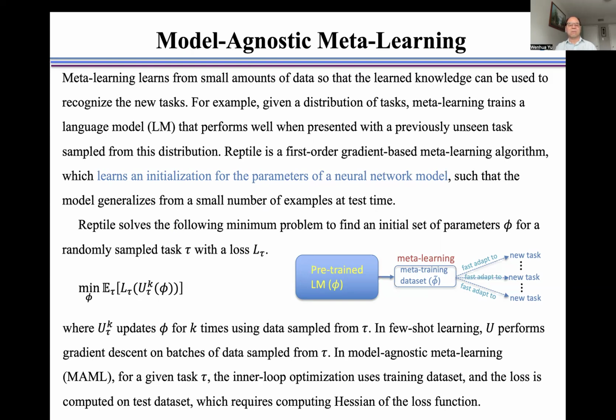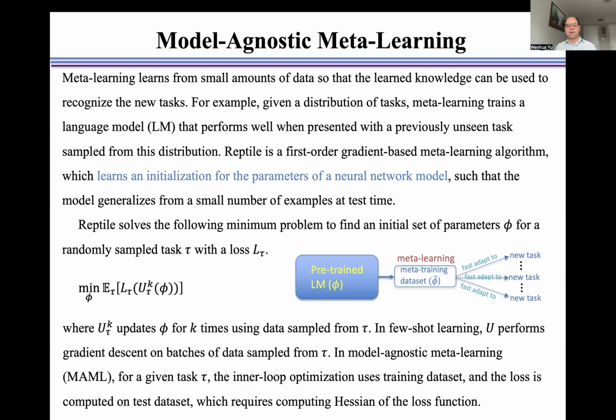Reptile solves the following minimum problem as shown here to find an initial set of parameters phi for randomly sampled task tau with the loss error tau. As shown here, phi is a pretrained language model. There's a meta learning that can quickly adapt to the new tasks, where U tau k updates phi for k times using data sampled from tau. In feature learning, U performs a gradient descent on batches of data sampled from tau.